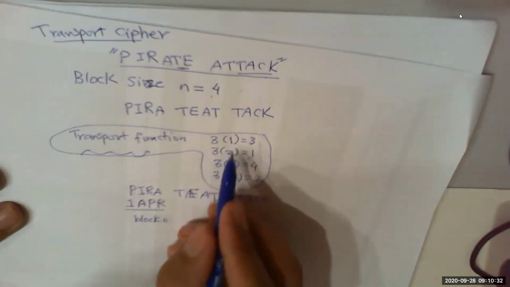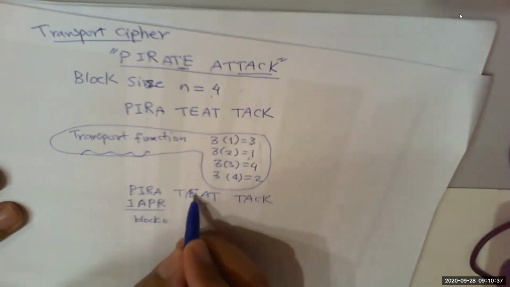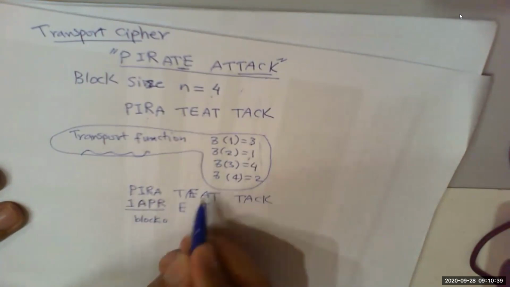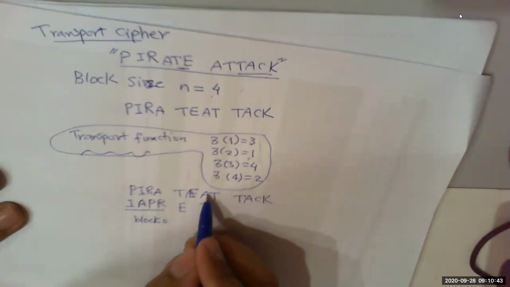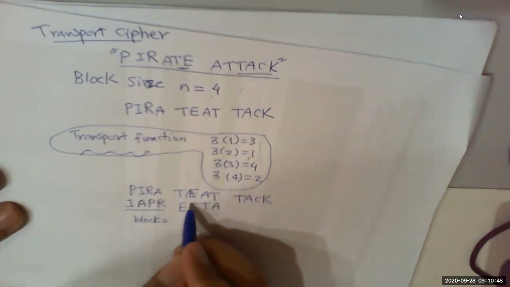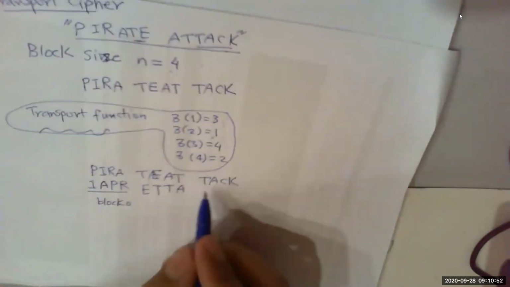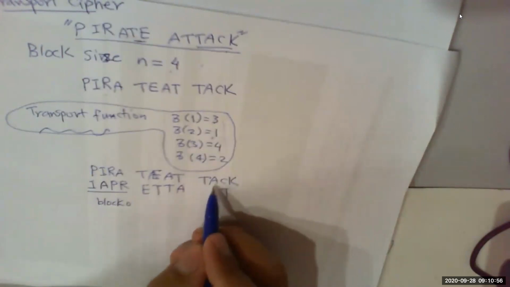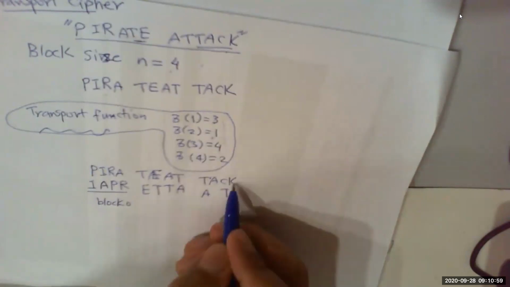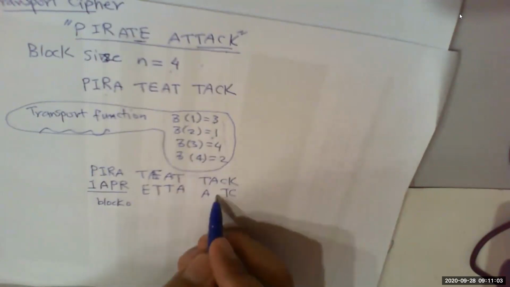So we apply 1 is moving to 3, and 2 is moving to 1, and 3 is moving to 4, and 4 is moving to 2. And the last one, the same thing. 1 is moving to 3, 2 is moving to 1, 3 is moving to 4, and 4 is moving to 2.